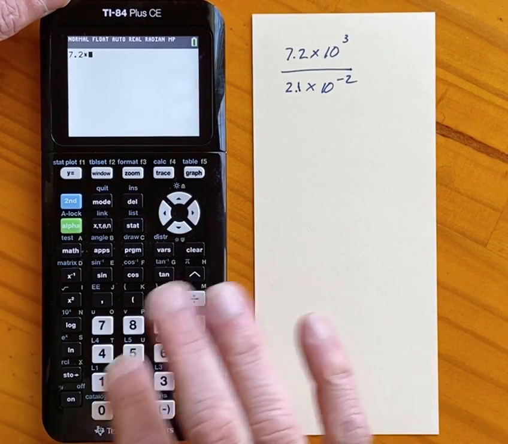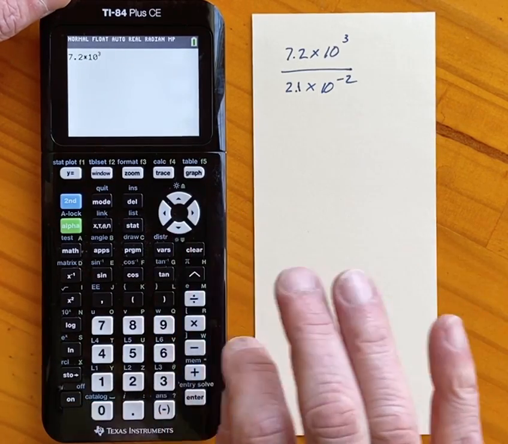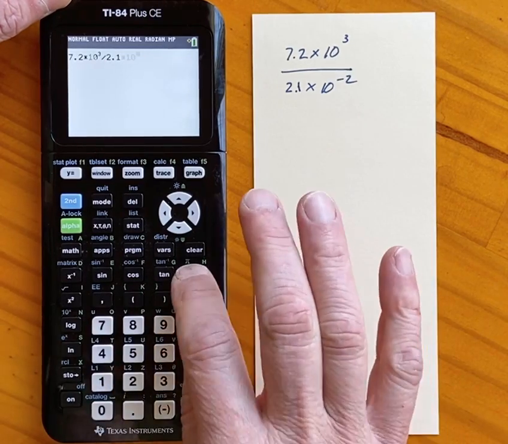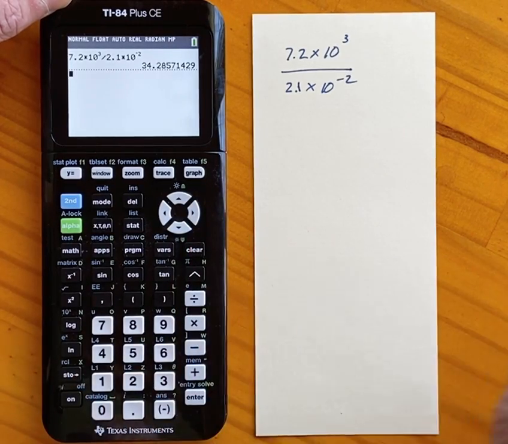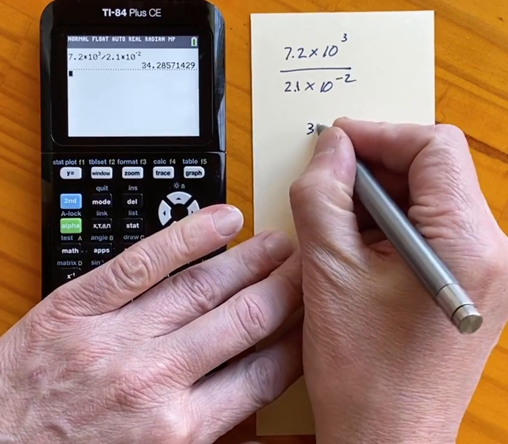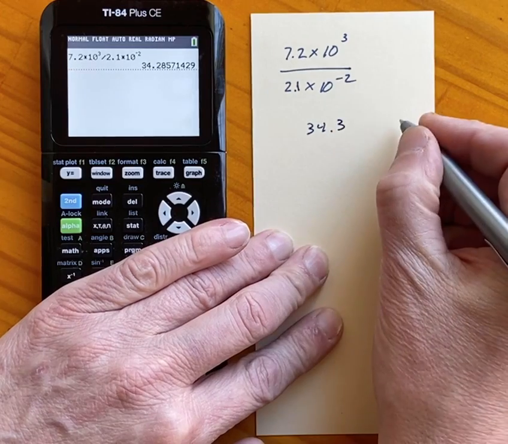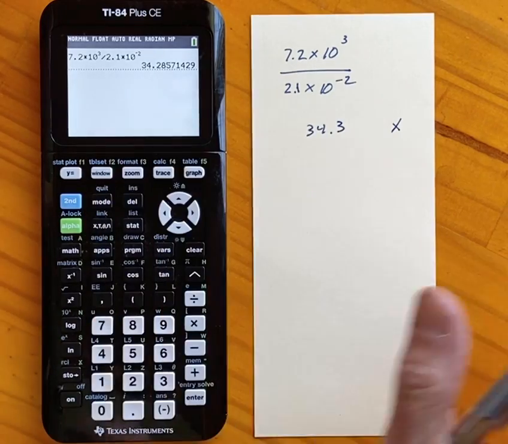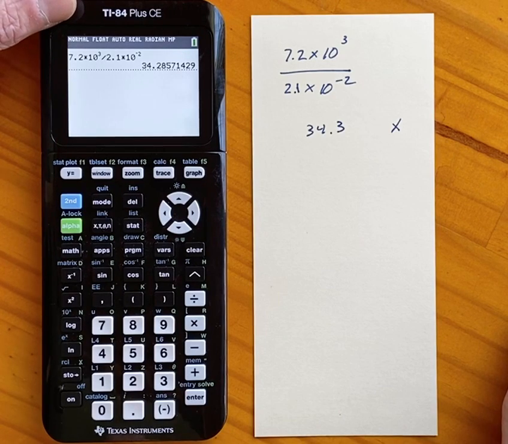Here's the old-fashioned way of entering that number. Looks good. Hit enter. Get a number, 34.2, or actually let's round that one up to 34.3, and it turns out not the right number again. You made an error. It's the same error that I've seen students make with the times 10 to the thing.